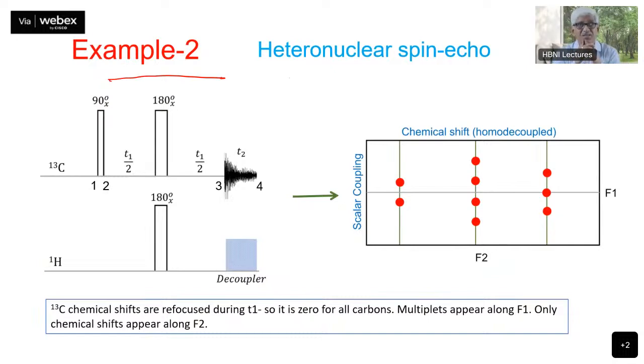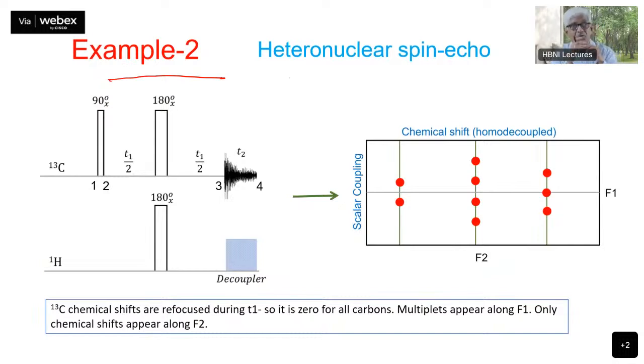As a result of this, during the T1 period, there is no chemical shift evolution, because the spin echo refocuses the chemical shifts. For all the carbons, the chemical shift is refocused. So what is present? Since I have applied a 180 pulse on both the carbon and the proton, the coupling information is retained. Therefore, during the T1 period, the coupling information is present, and the chemical shift is zero. Right? All of them are refocused. I lost that chemical shift information.